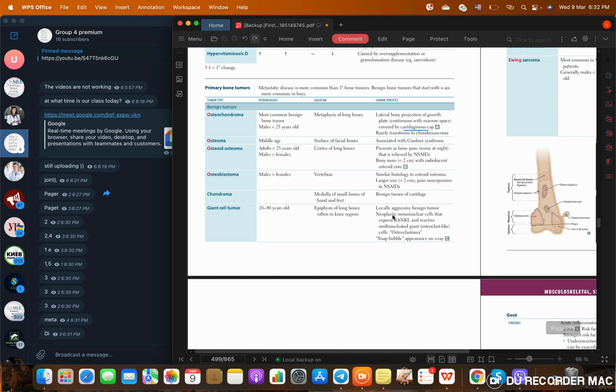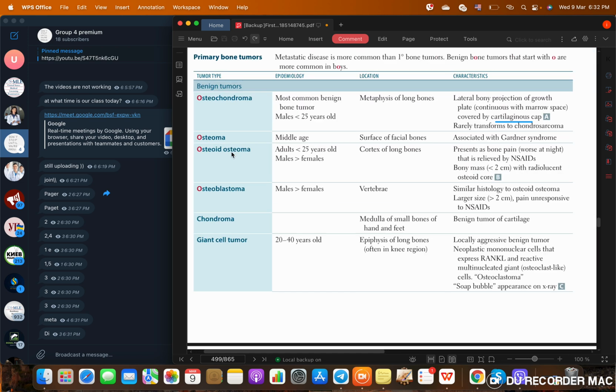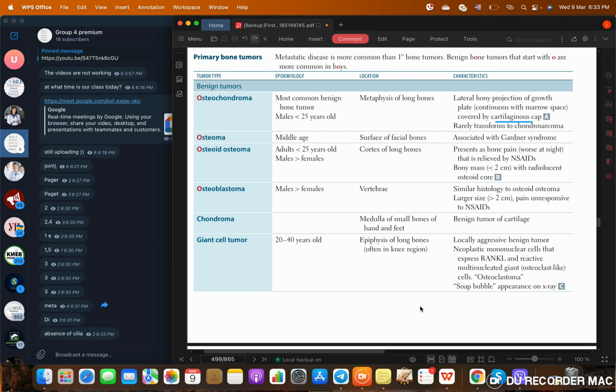So the next one is going to be osteoma. The osteoma, let's see, is in a middle-aged patient. It can affect the surface of the facial bone. Facial bones are considered flat bones, and it's associated with Gardner syndrome. Anybody remember what Gardner syndrome was? We spoke about it in GIT. So yeah, no, that was Cartaginer. You are thinking about something else.